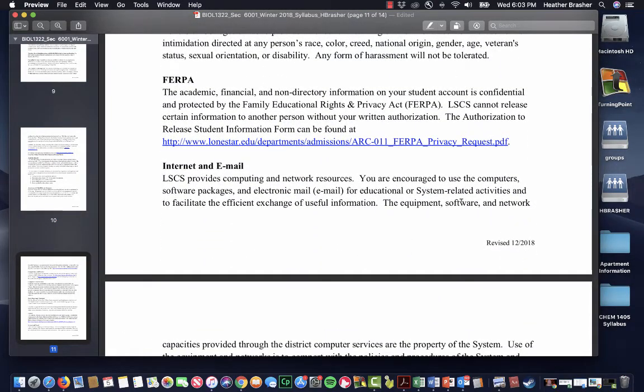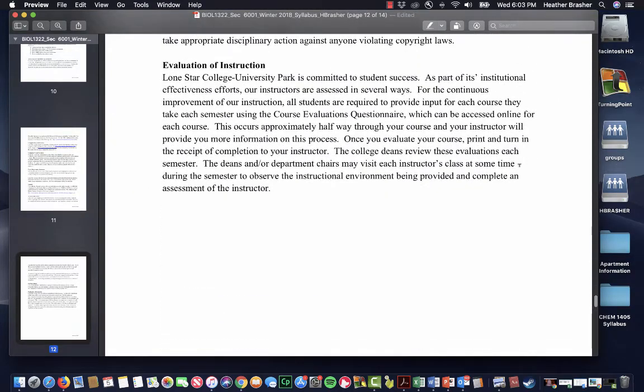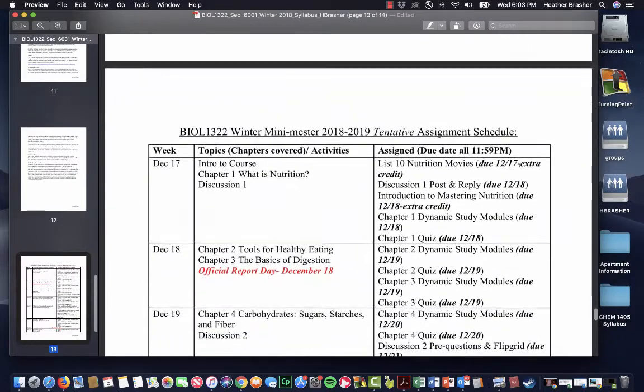FERPA: don't have your parents contact me to get your grades. I will not tell them anything. I'll refer them to somebody else. Even if the appropriate paperwork is in hand, I still don't feel comfortable doing it. So I will send them to somebody at a higher ranking than me. And we'll do evaluations at the end.